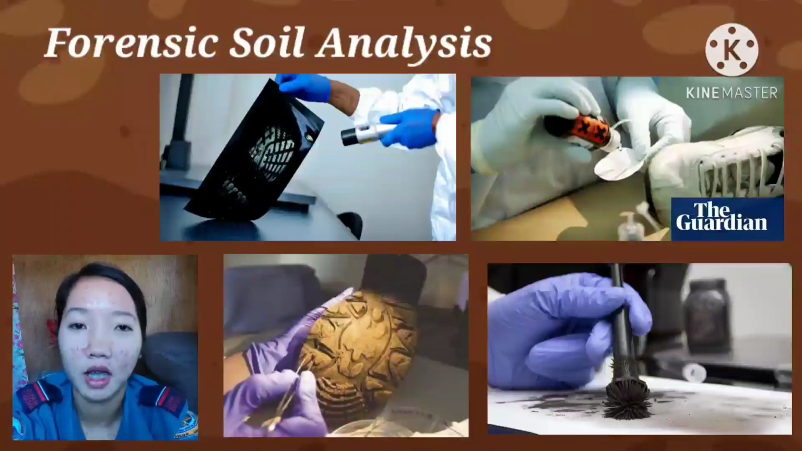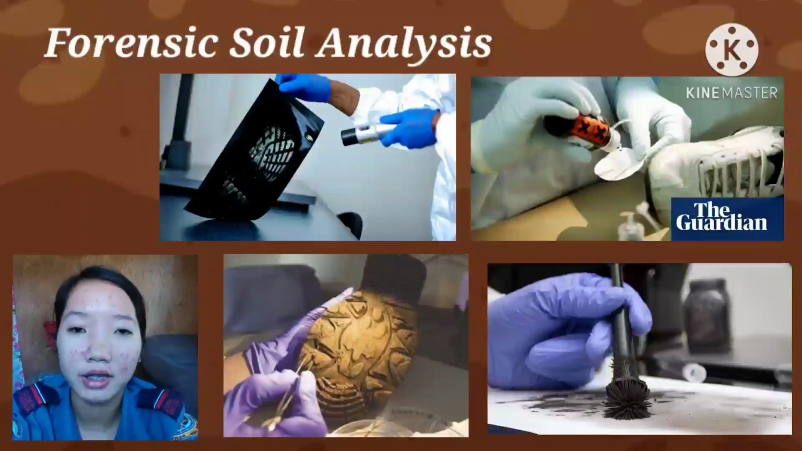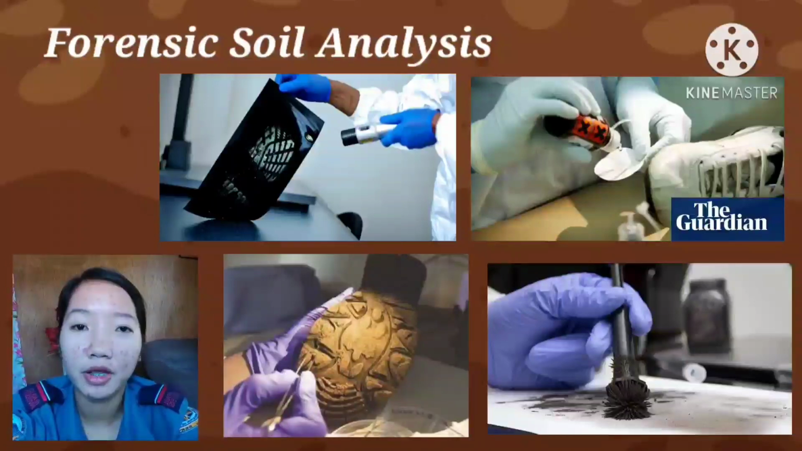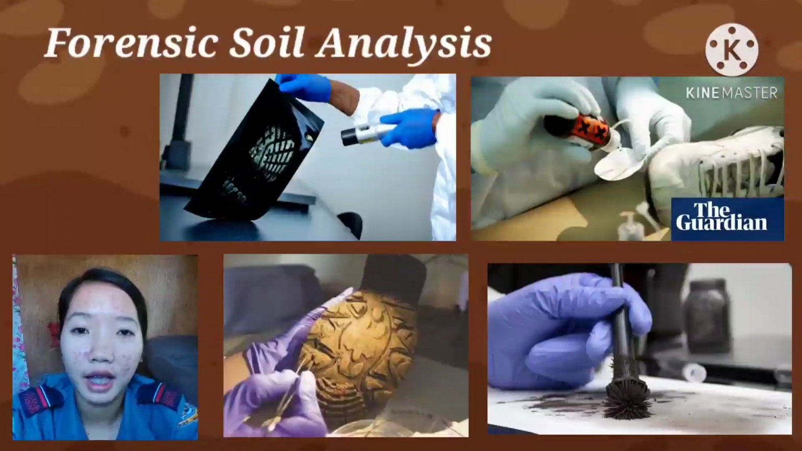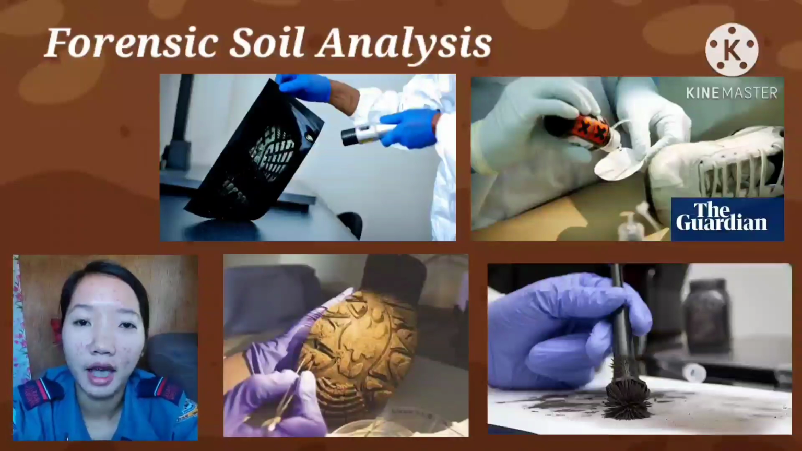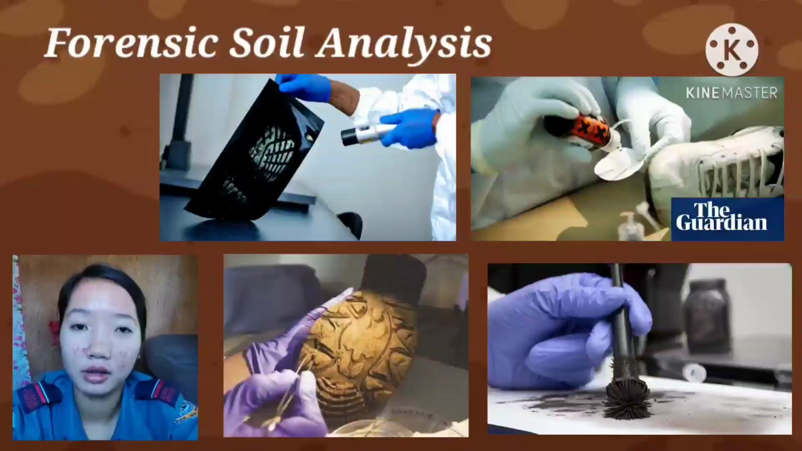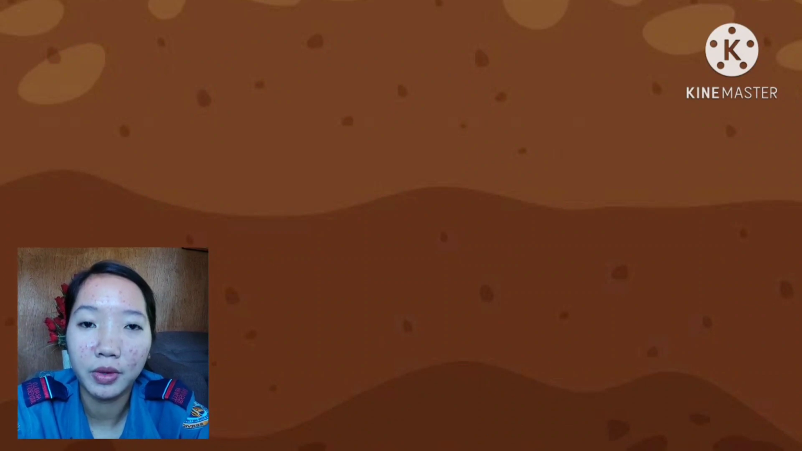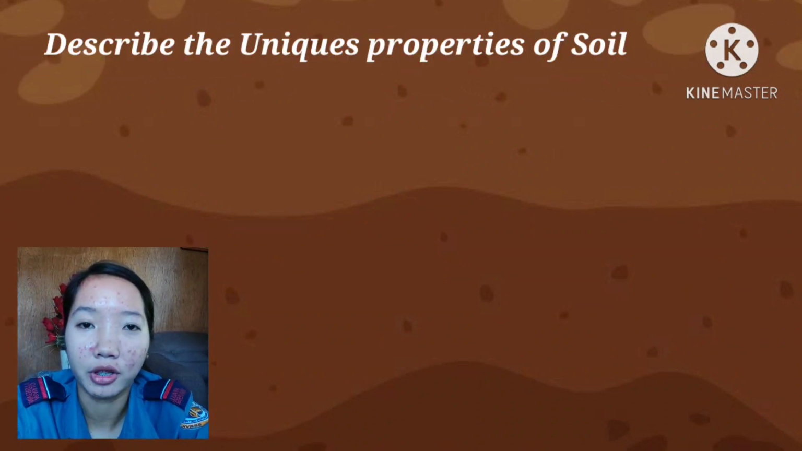For example, yung clay na nasa sapatos ng isang kriminal, ito ay pwedeng matrace sa specific clay type na nakita sa isang lake kung saan ang murder victim natagpuan. At ang majority ng soil cases ay ang footprints or tire marks that have been left in the soil. So let's proceed with the unique properties of soil.